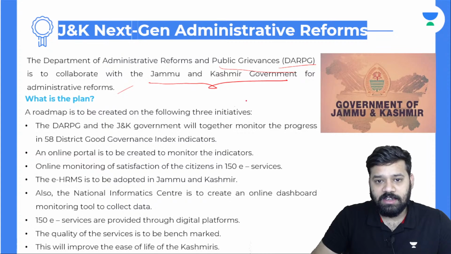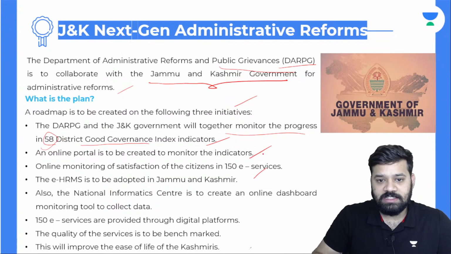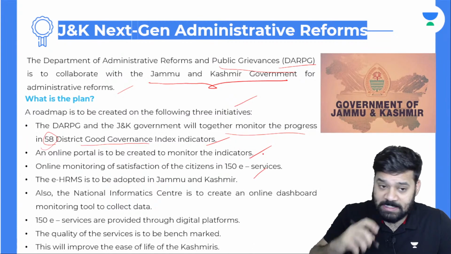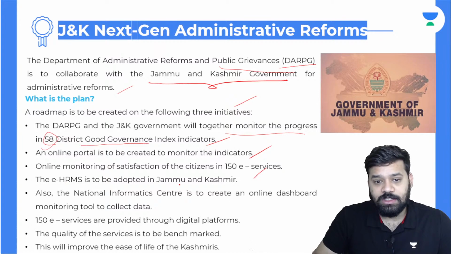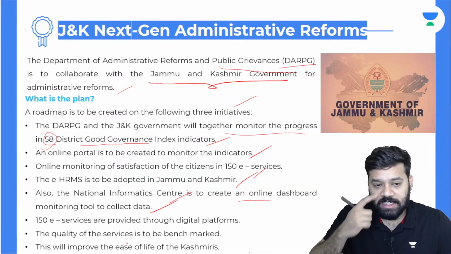The roadmap is to be created on the following three initiatives. The Department of Administrative Reforms and Public Grievances and the Jammu and Kashmir government will together monitor the progress of 58 district good governance index indicators. An online portal is to be created to monitor the indicators. Online monitoring of satisfaction of the citizens in 150 e-services. The eHRMS is to be adopted in Jammu and Kashmir. Also, the National Informatics Centre is to create an online dashboard monitoring tool to collect data.